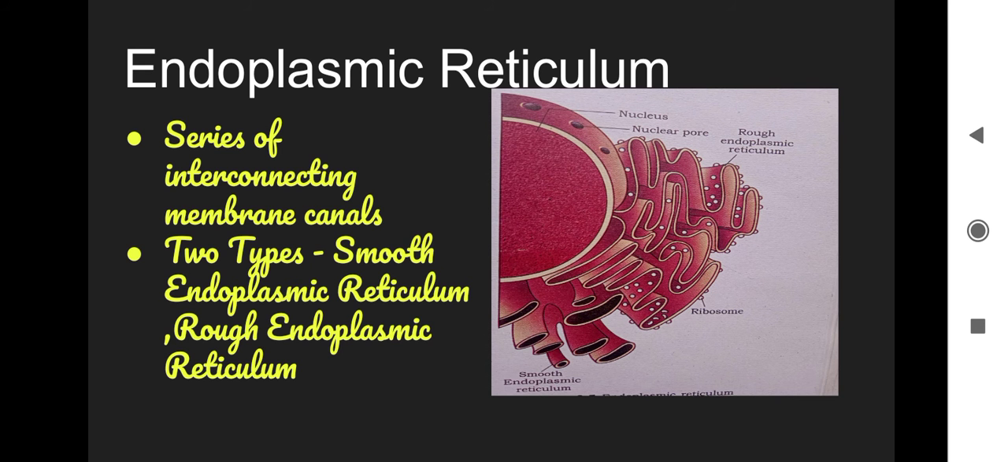Endoplasmic reticulum. Endoplasmic reticulum is a series of interconnecting membrane canals. You can watch the image over here also. There are two types, that is smooth endoplasmic reticulum and rough endoplasmic reticulum.